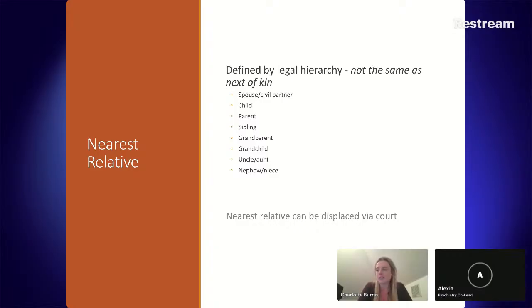The nearest relative has specific powers. With relation to the Act, they can, like I said, request discharge from a Section 3. They're entitled to information. They can be displaced by the court if it's felt that they are being unreasonable or not acting in the patient's best interests. So if a nearest relative requested a discharge from a Section 3 and this was felt to be not in the patient's best interest, you could actually go via court to displace that person. Not done very commonly, but it does happen.